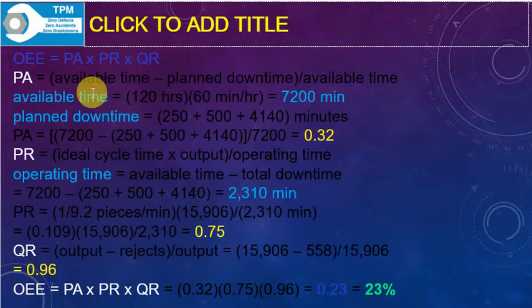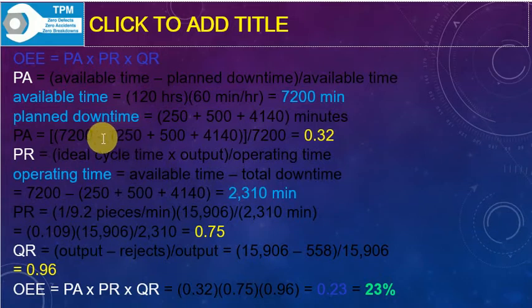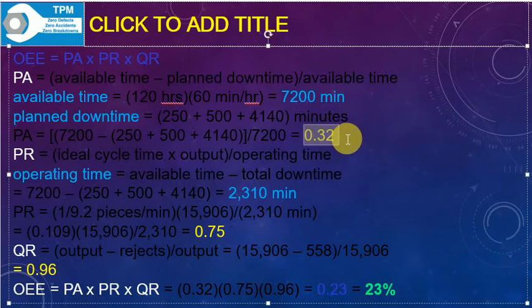Generally, for plant downtimes we take these three parts: non-operating time, maintenance downtime, and changeover time. These are the major plant downtimes: 250 plus 500 plus 4,140 minutes. So we can calculate the plant availability as 0.32. This is the rate of the plant availability. Then for operating time, performance rate, ideal cycle time times output upon operating time.